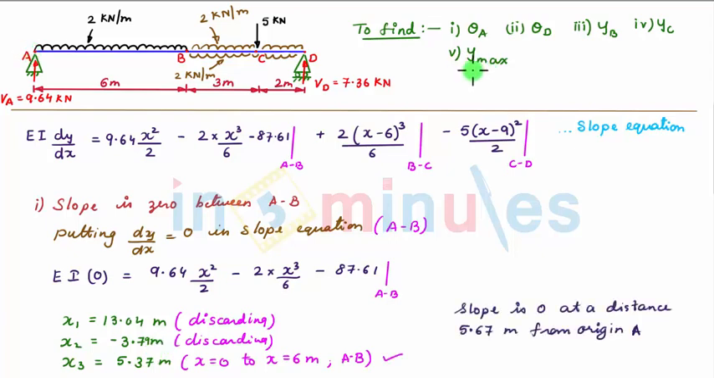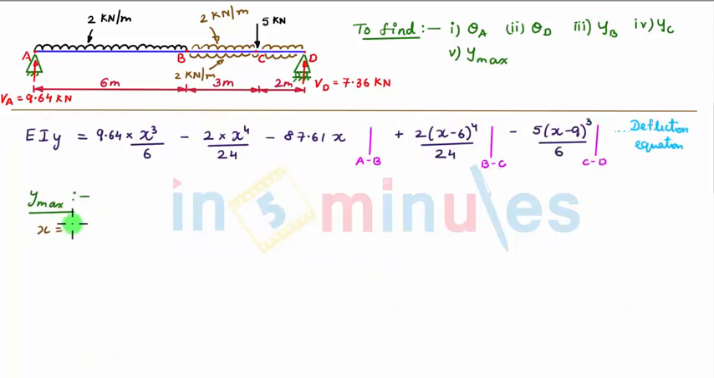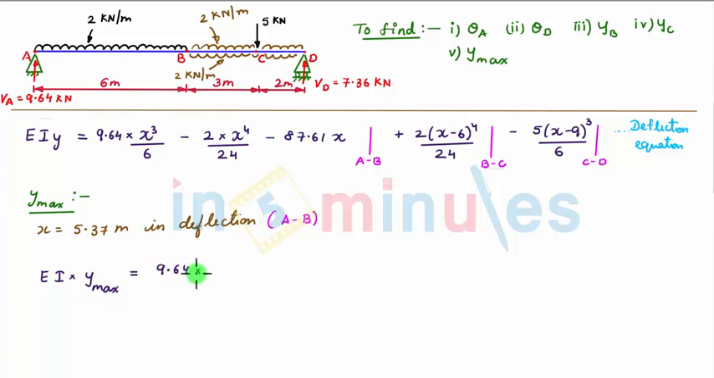Now to determine the maximum deflection, we put x equal to 5.37 meters in the deflection equation, and considering the equation up to first partition, that is between point A and B, since we get the slope equal to 0 between point A and B. From this deflection equation, we have E into I into Ymax is equal to 9.64 into 5.37 cube upon 6 minus 2 into 5.37 square by 24 minus 87.61 into 5.37, first partition.